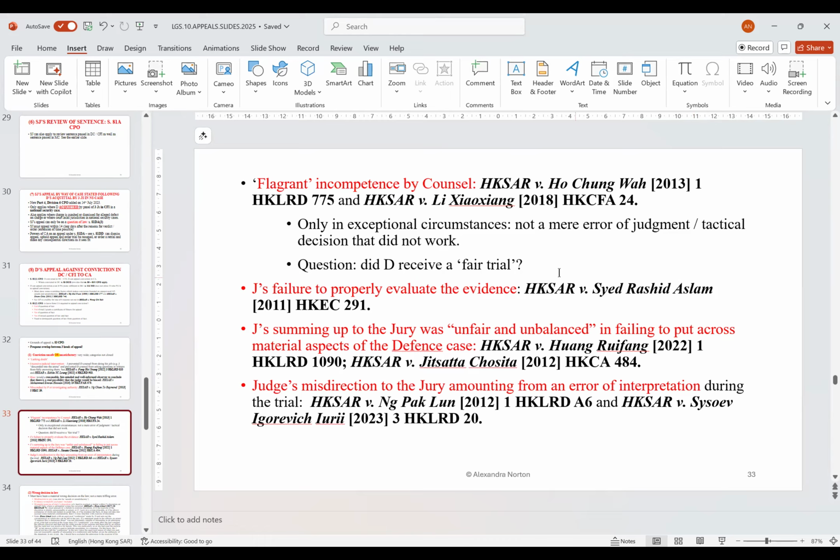Another example could be a misdirection to the jury amounting from an error of interpretation. And it has to be a significantly important error of interpretation, right? Not just a very minor discrepancy. Okay, in the Pak Lun case, this was a murder case in which there were several defendants, I think all quite young boys, and they had attacked as a gang the victim who had subsequently died.